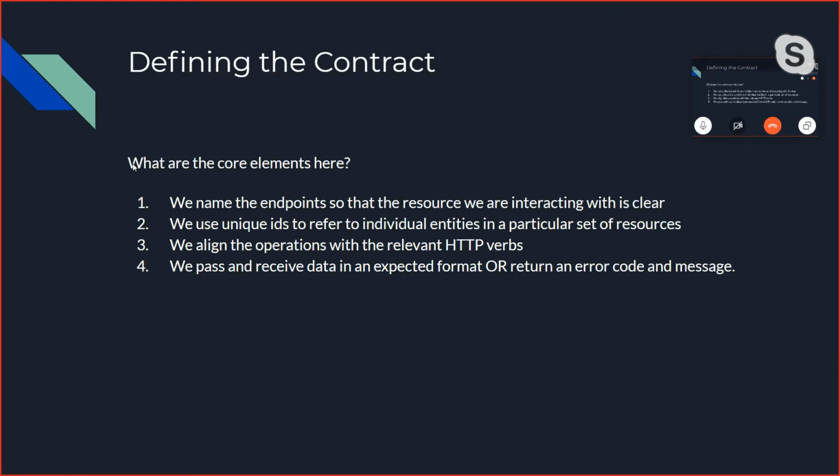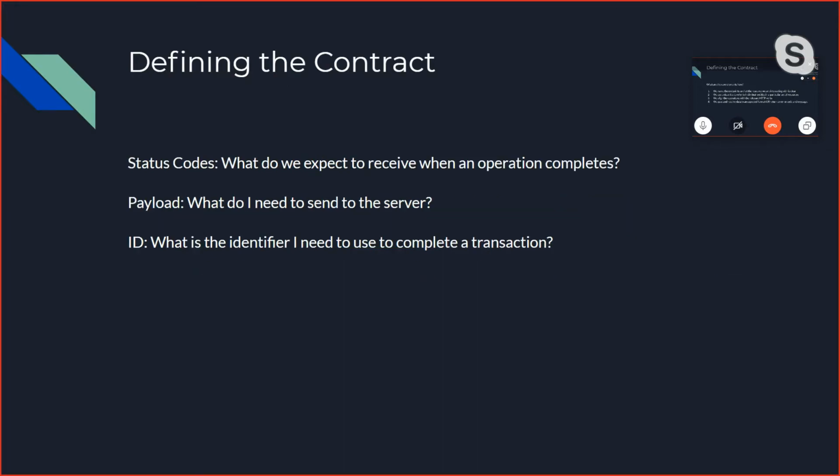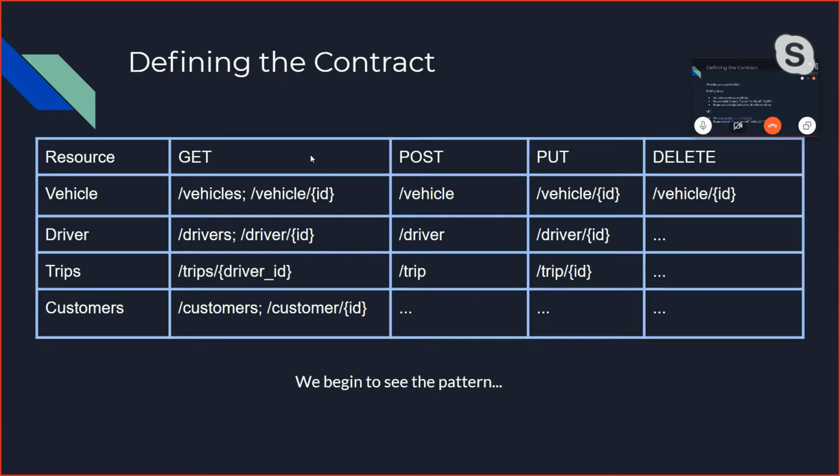What are the crucial elements then in that contract? We name the endpoints so that the resource that the client is interacting with is clear. If we go back a couple of steps, I name the resource vehicle, the endpoint for the resource vehicle, vehicles or vehicle, drivers or driver, trips, customers. I want it to be readily apparent and human readable for the person that's relying on this resource.